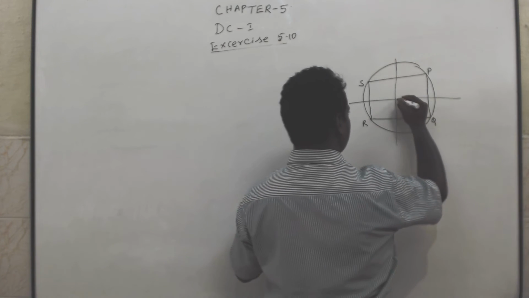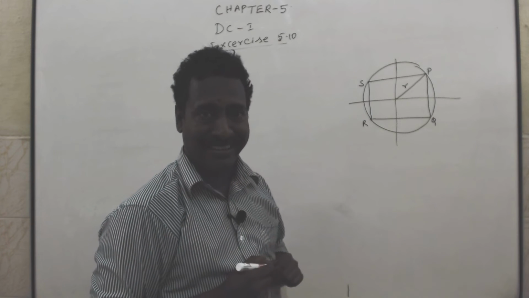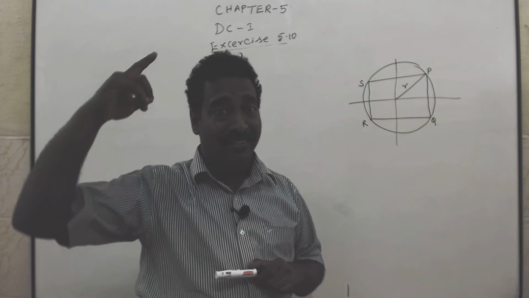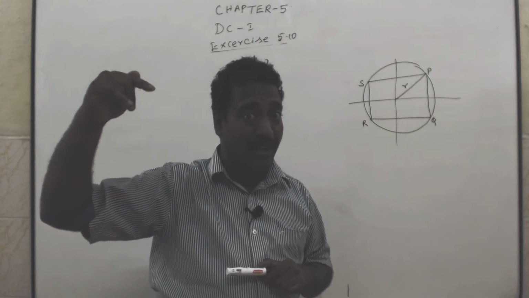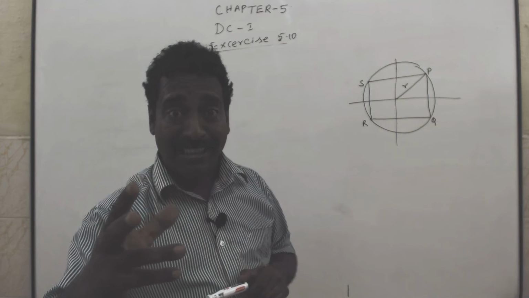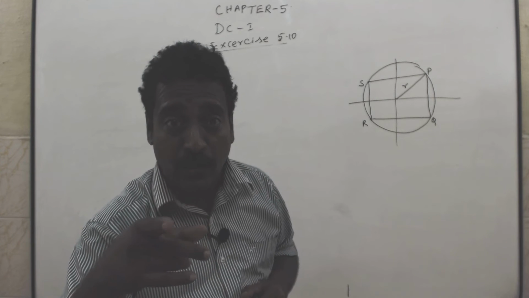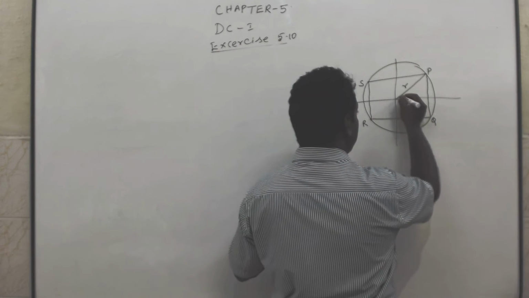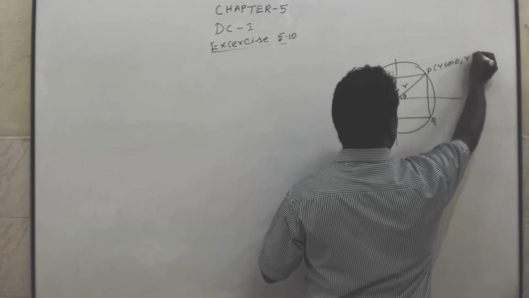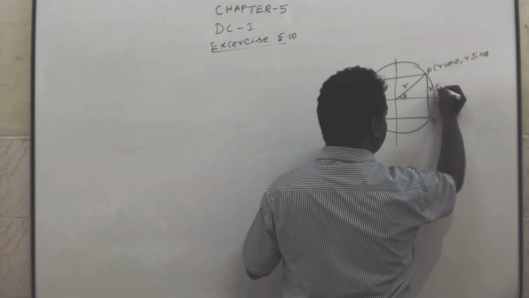What is the radius of the circle? R. Already we studied the parametric representation of circle. Cos A, sin A, but there the radius is 1 and here the radius is r. It makes an angle theta. That's why this point is r cos theta comma r sin theta.